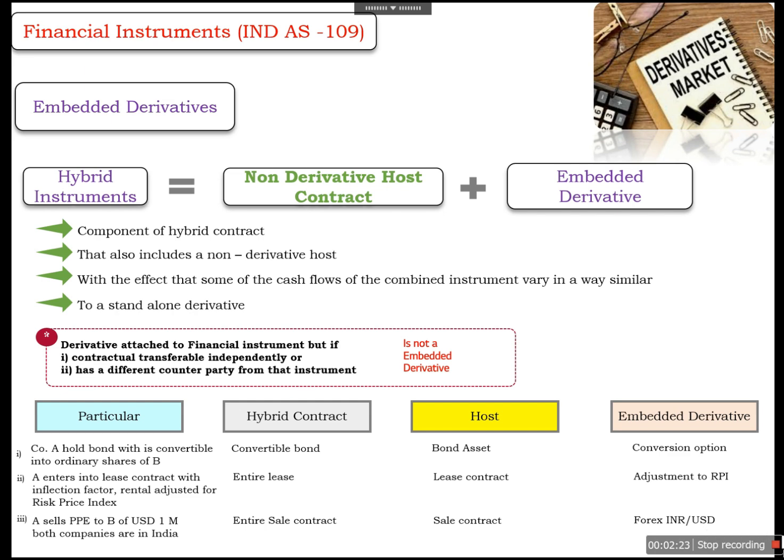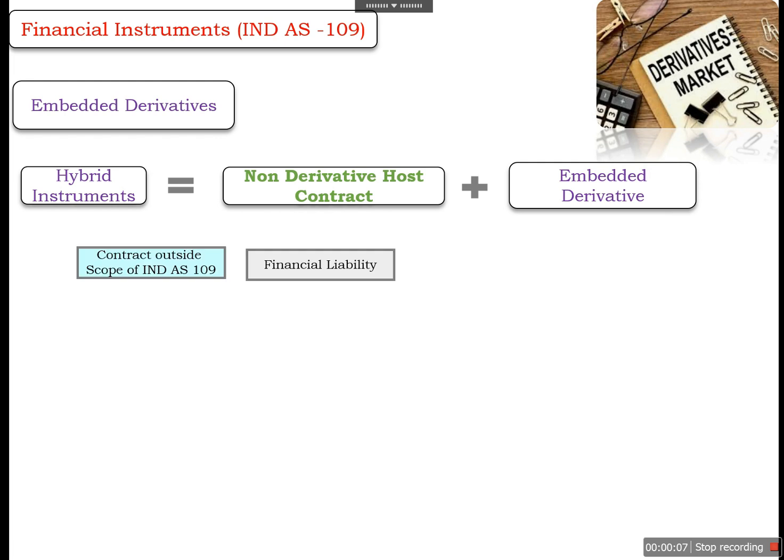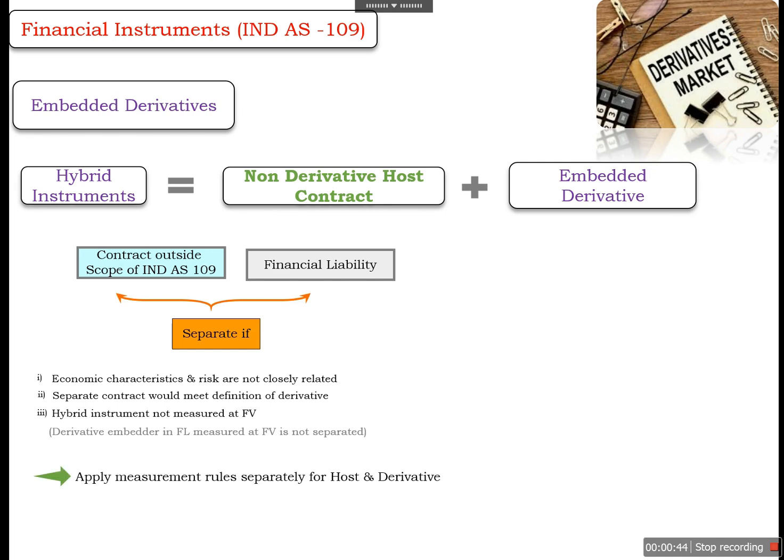For deciding separation of embedded derivatives, if a contract is outside the scope of Ind AS 109, or if it is a financial liability, in that case we need to separate the embedded derivative from the host, but it is allowed only if the economic characteristics and risks of the host and derivative are not closely related, the separate contract would meet the definition of a derivative, and the hybrid instrument is not measured at fair value. For example, if the liability is measured at fair value, the embedded derivative is not separated. So if we are going to separate it, we need to apply the measurement rule separately for the host and derivative.